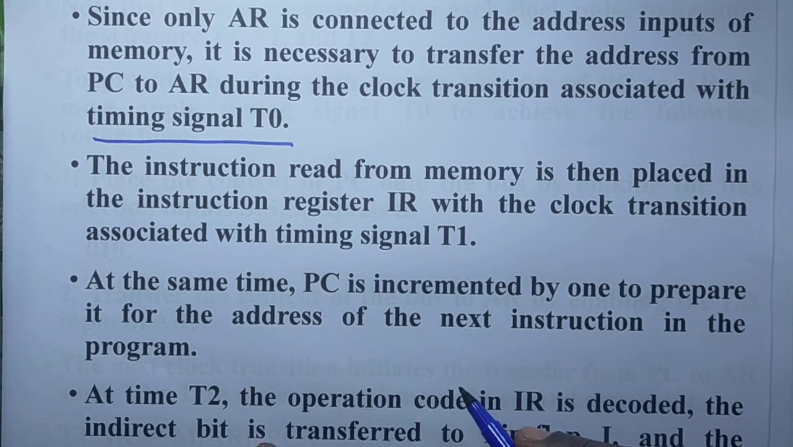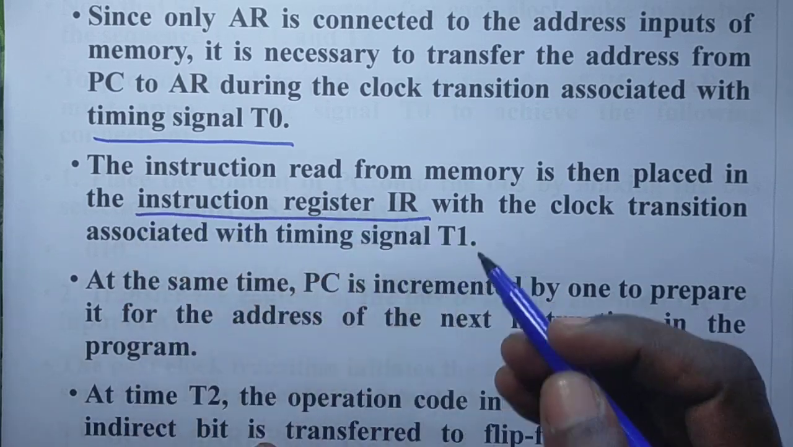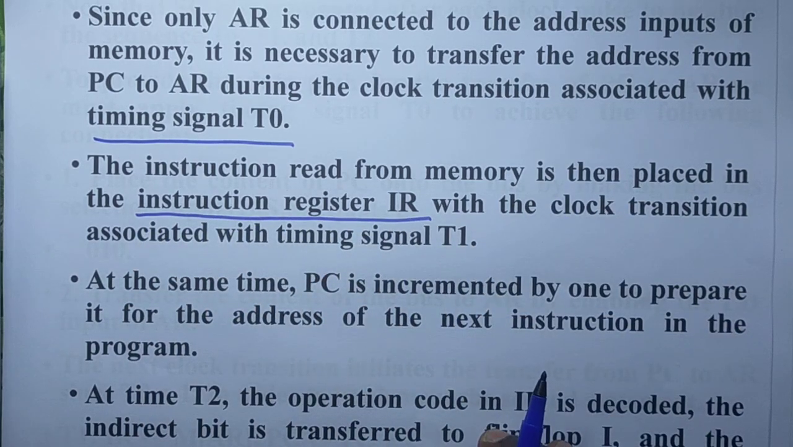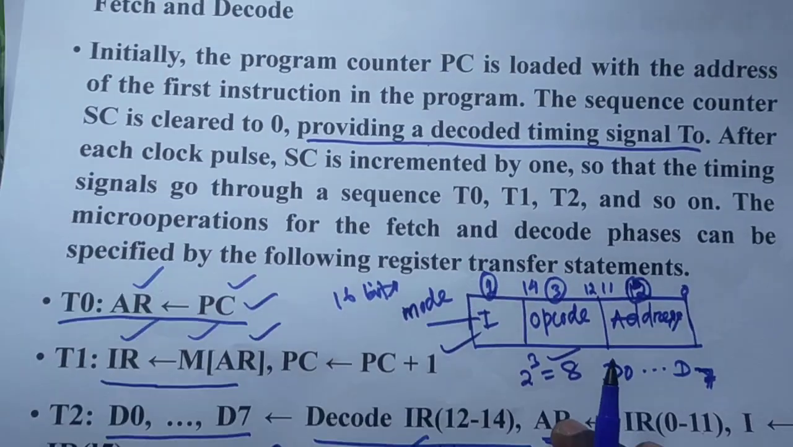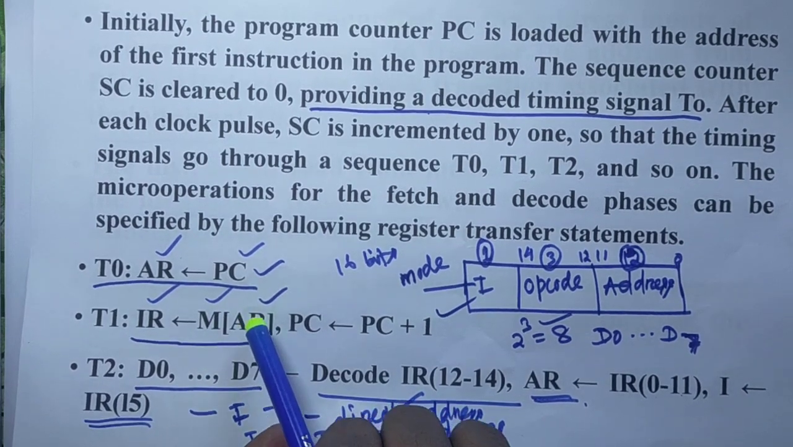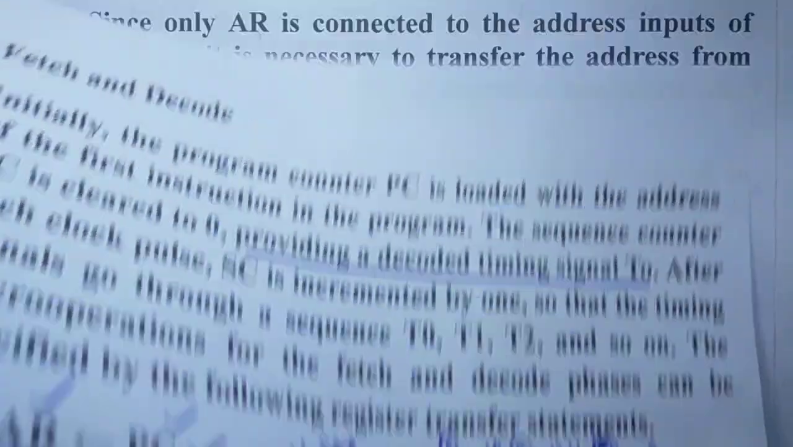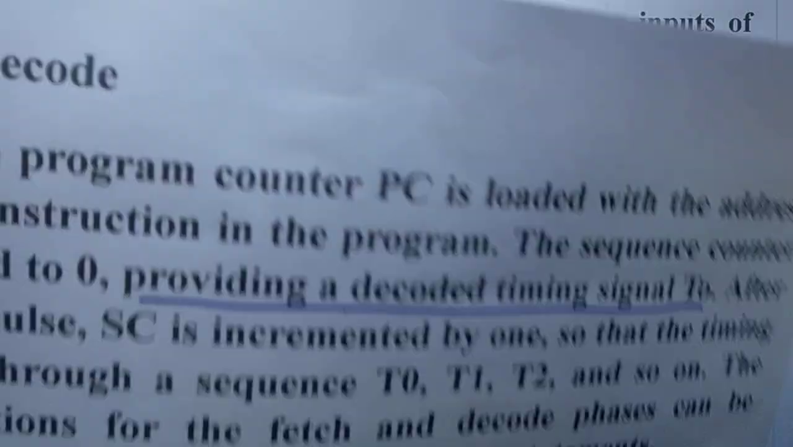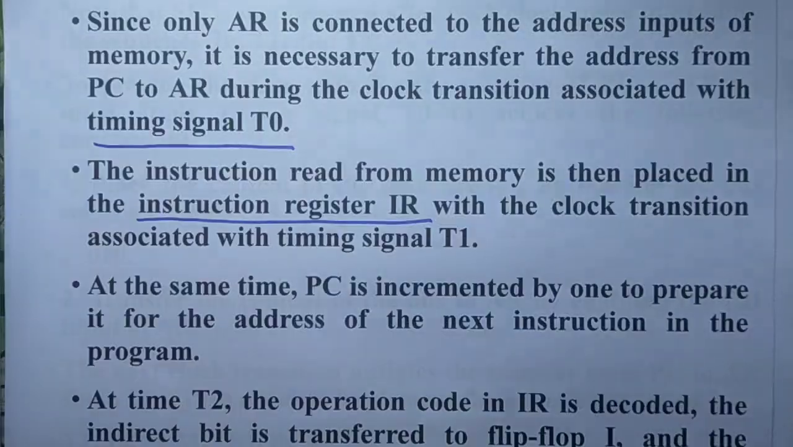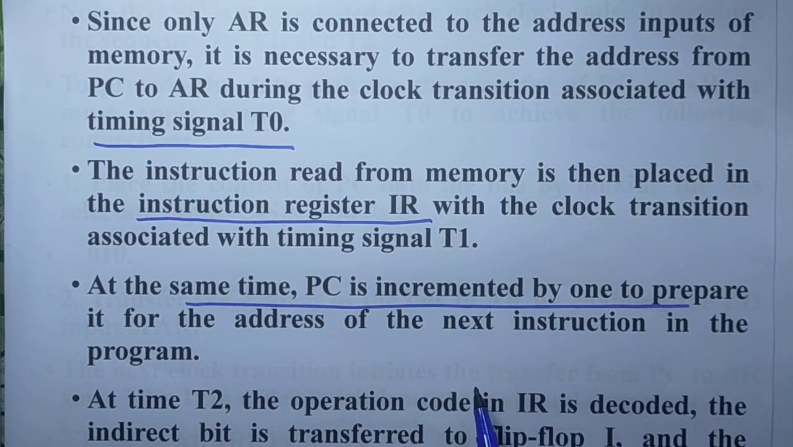Then at the next clock transition, the instruction register receives that particular instruction from memory. As per this, the instruction is transferred from memory, addressed by AR, to the instruction register in T1. At that time PC is also increased by 1.